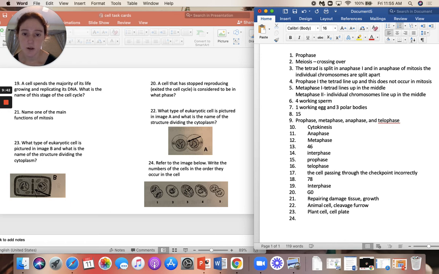Refer to the image below. Write the numbers of the cells in the order they occur in the cell cycle. Okay, so we already labeled these on the other slides. So we're basically just putting together the pictures because you've seen all these pictures already. So picture 2 would come first, that's interphase. Then we're going to go to prophase, which is 4. Then we have metaphase, where they're lining up in the middle, at 3. Anaphase is where they split apart. And the last one is where you have 2 new cells.